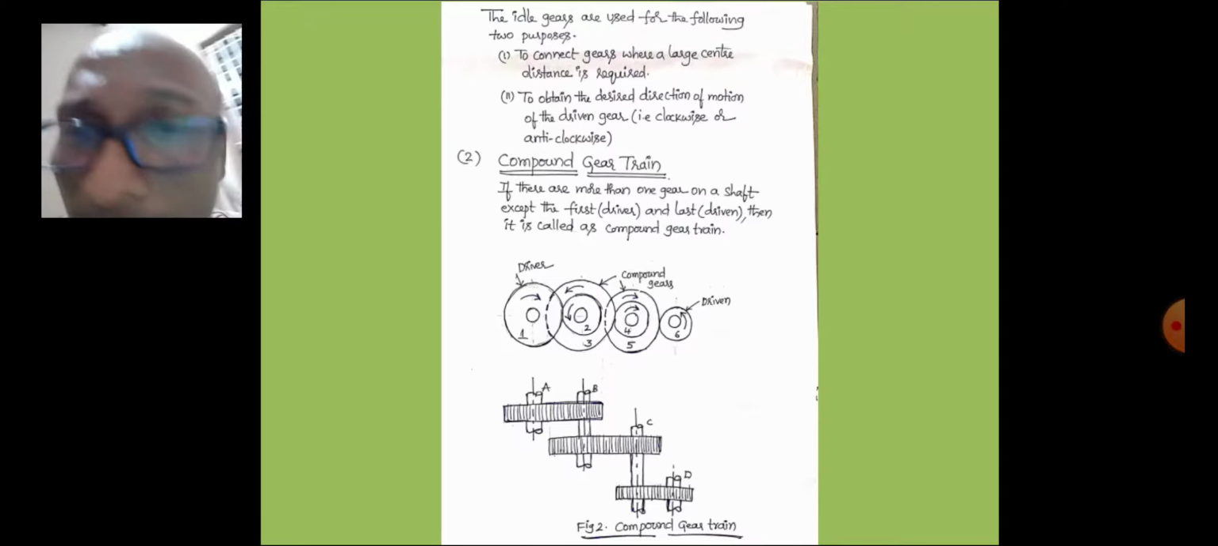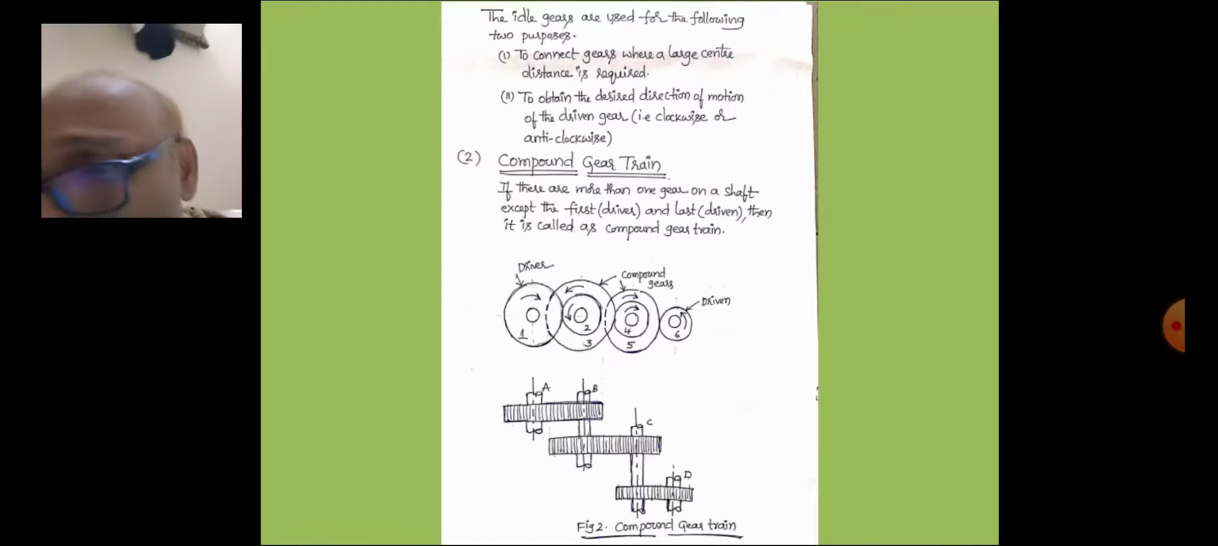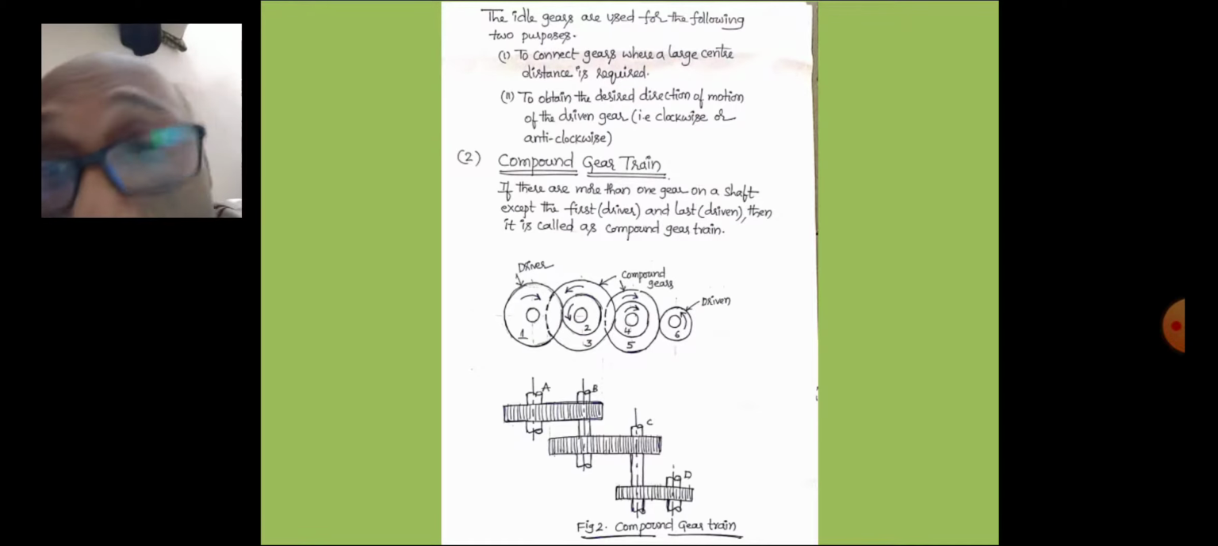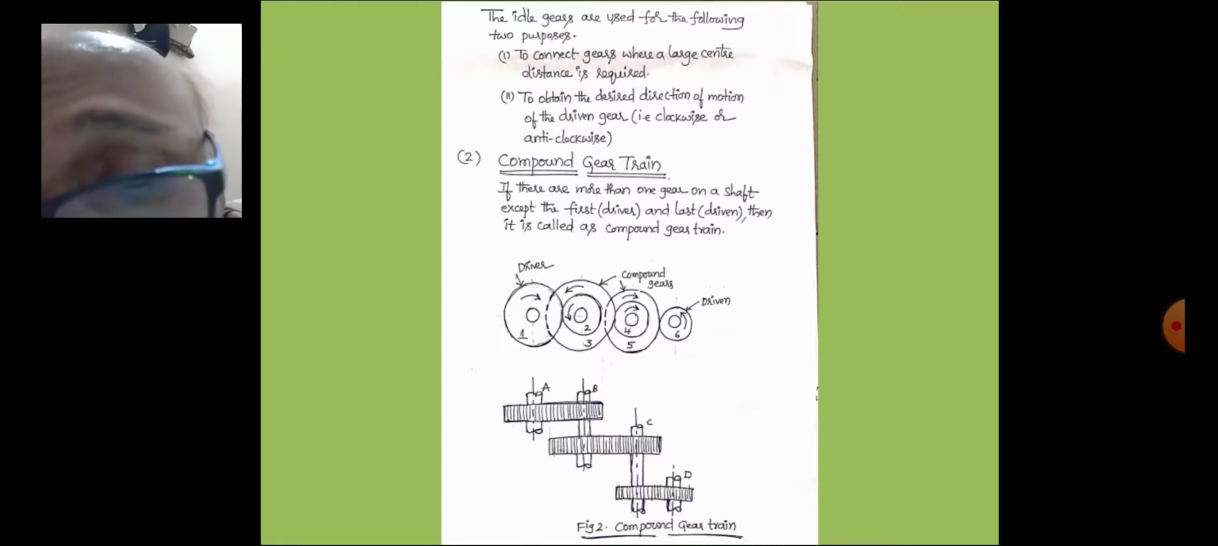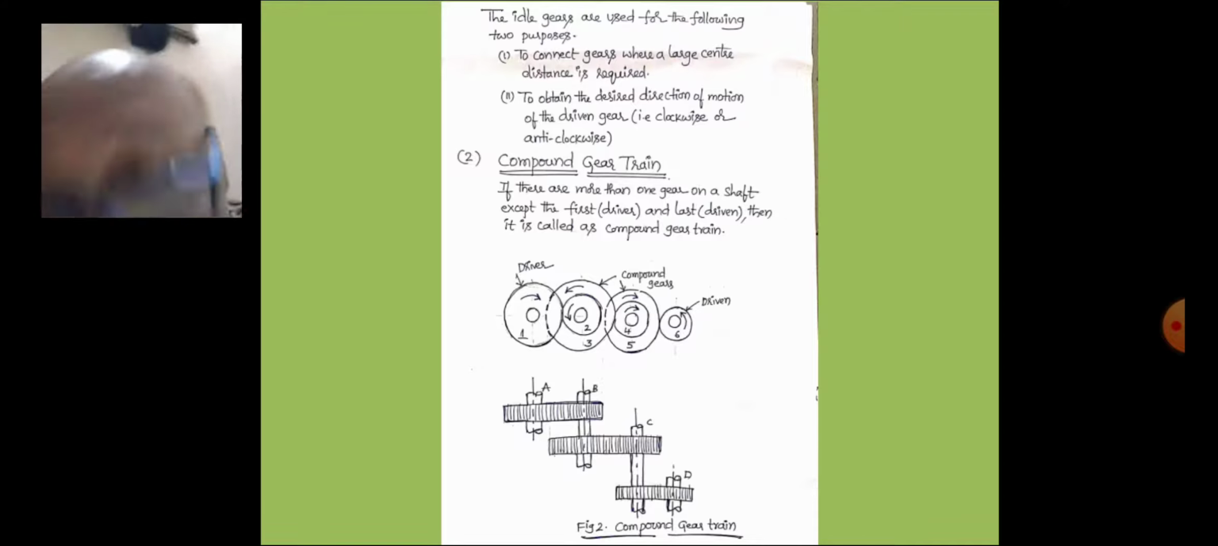In figure 2, which shows the diagram of a compound gear train, the first one is a driver and the last one is a driven. Except these two, in the top view we can see that in between the driver and the driven there are two gears, and these two gears are mounted on shaft B. Gear 2 and gear 3 both are mounted on shaft B, which can be seen in the top view. Similarly, gear 4 and gear 5 are mounted on only one shaft, that is shaft C.